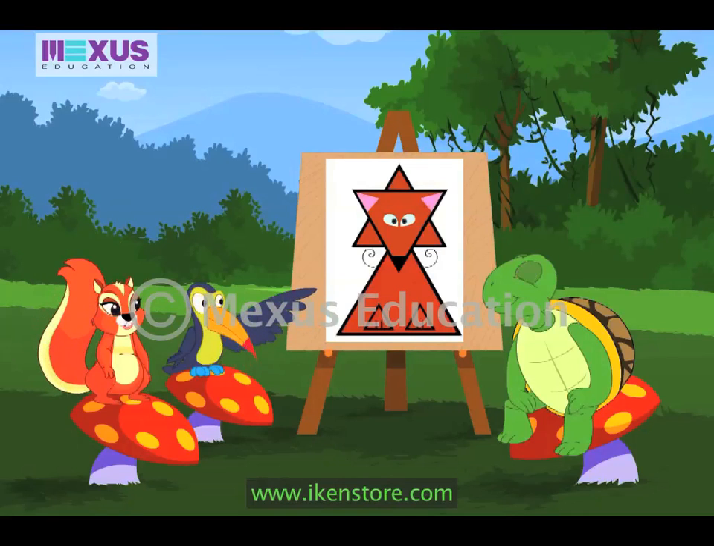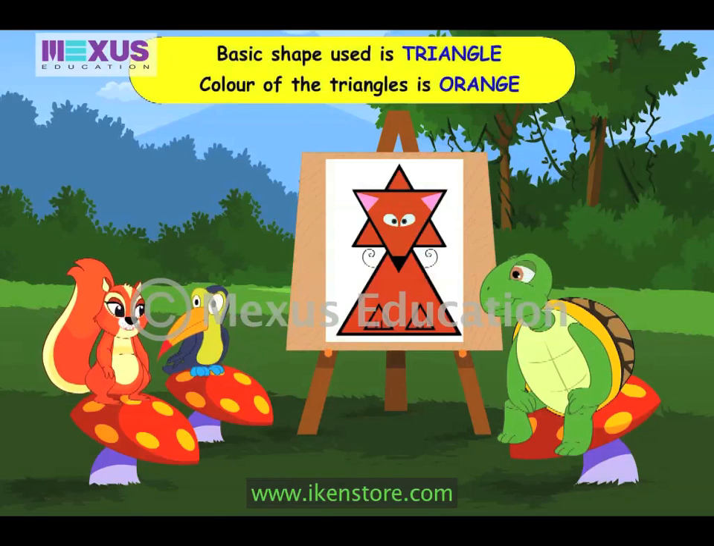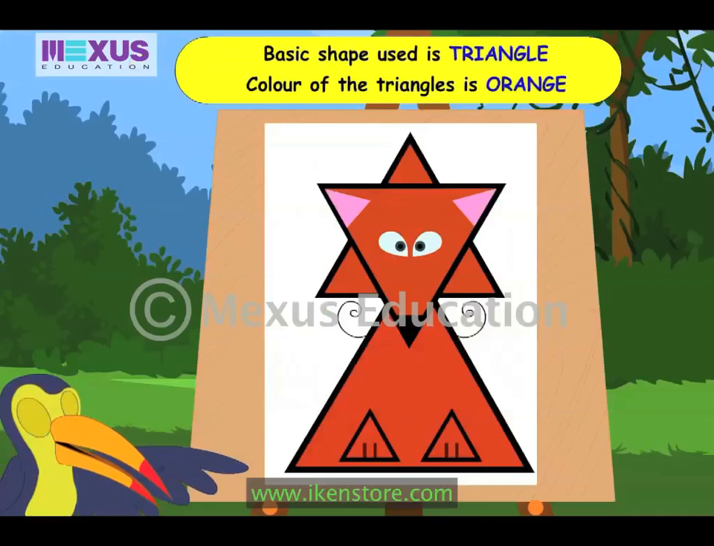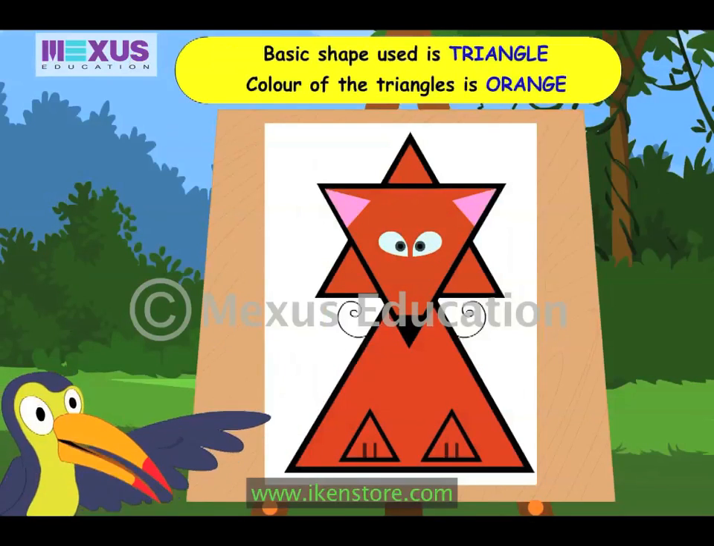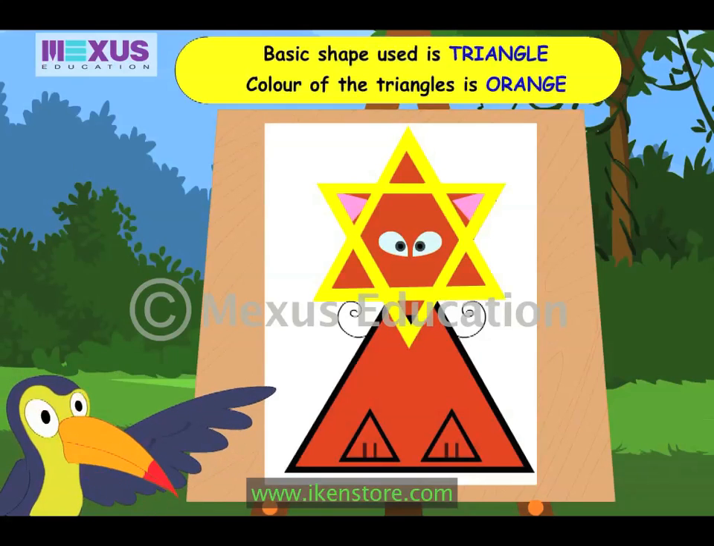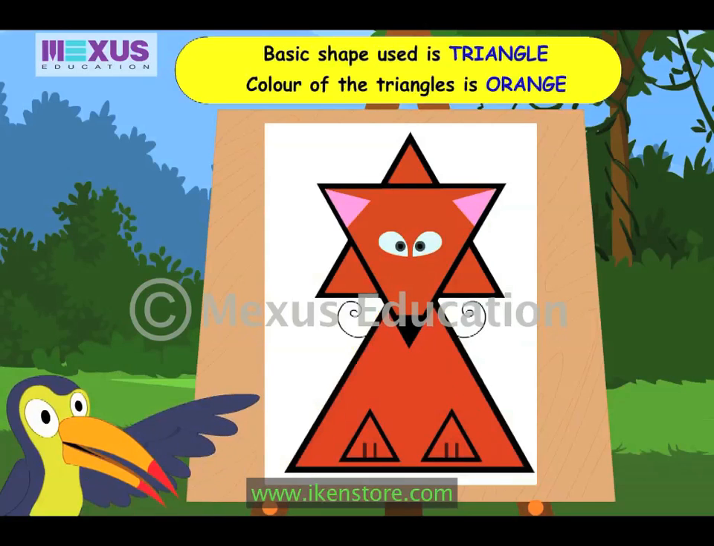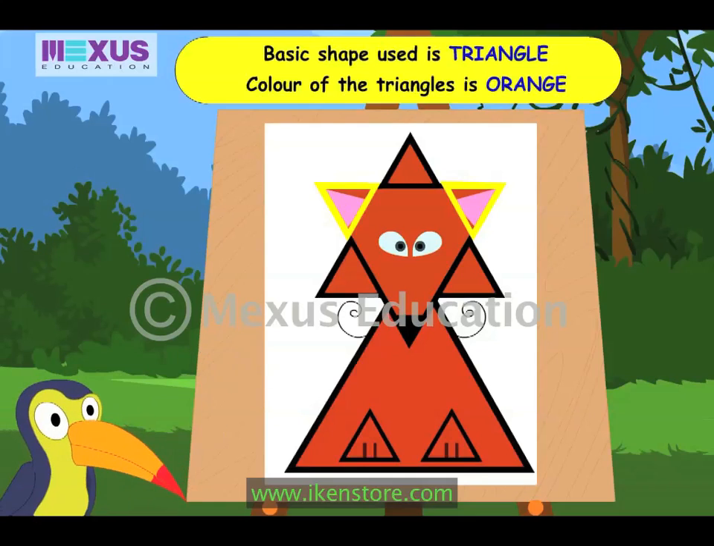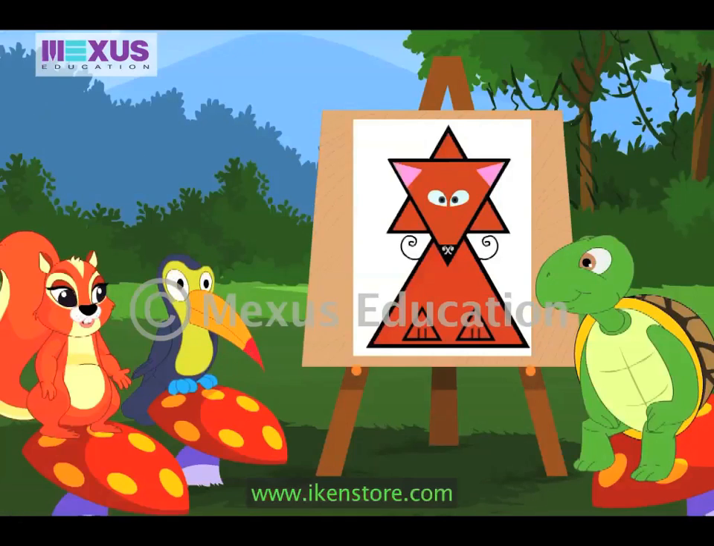Now, can anybody guess the shape used in the painting? The basic shape used is triangle. Good job, Amber. Triangles of different sizes are used in this painting for the face, body, legs and ears. And the color used is orange. Such paintings are generally known as geometric designs. They are used for designing clothes and bed sheets and tiles also.